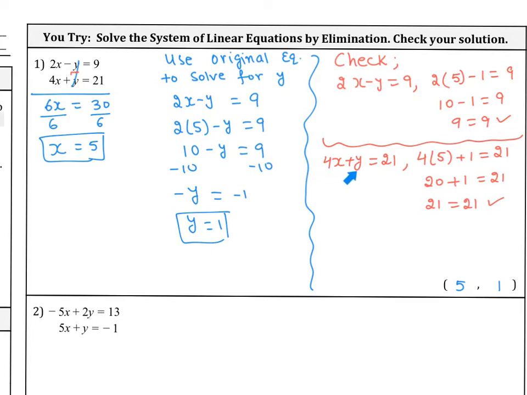For the second equation, you're going to use x as 5 and y as 1. So 4 times 5 is 20. 20 plus 1 is 21. So both sides are equal, so the checking part is complete. Your answer is in ordered pair 5, comma 1.